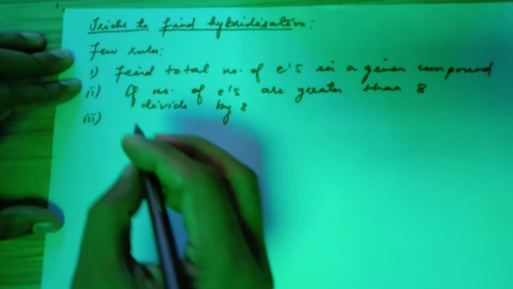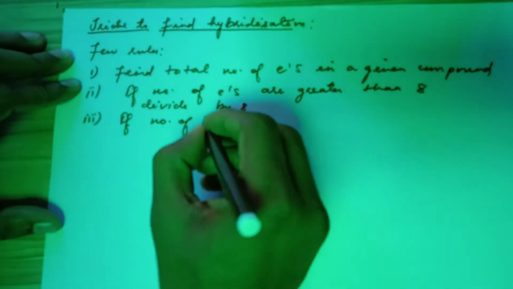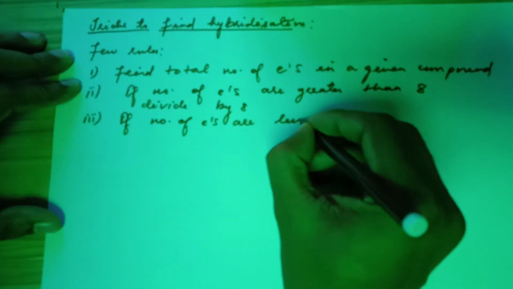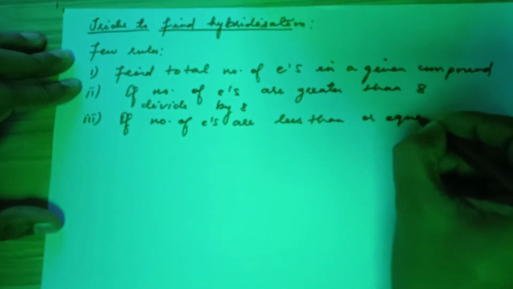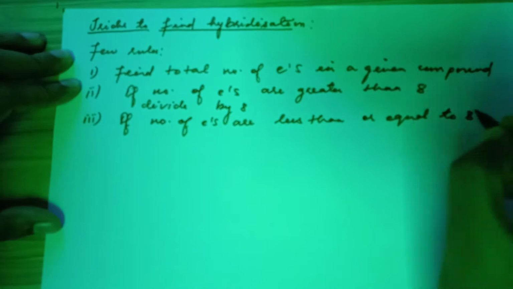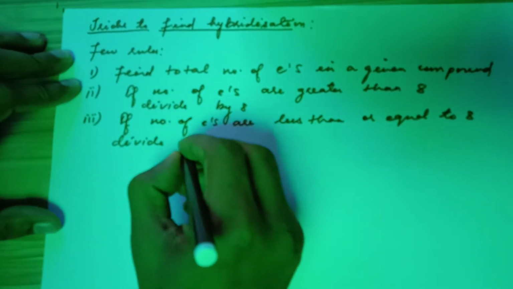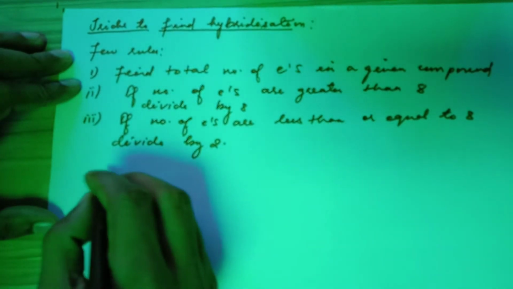Third rule, if the number of electrons is less than or equal to 8, divide by 2. Let's take a compound.